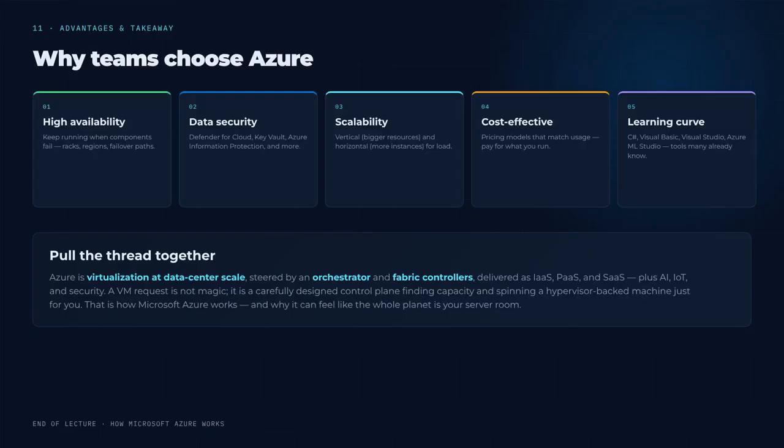Pull the thread together. Azure is virtualization at data center scale, steered by an orchestrator and fabric controllers, delivered as IaaS, PaaS, and SaaS, plus AI, IoT, and security on top. When you create a VM, you're not magicking a computer into existence. You're sending a request into a carefully designed control plane that finds capacity and spins a hypervisor-backed machine just for you. That is how Microsoft Azure works, and why it can feel like the whole planet is your server room.